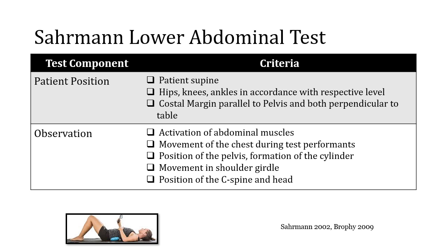Observation: you're looking for activation of the abdominal muscles, movement of the chest during the test performance, and position of the pelvis, the formation of the cylinder there, or more of a barreling or bracing rather than your hollowing strategy. And then you're utilizing the Chattanooga pressure gauge or biofeedback unit, starting at 40 millimeters of mercury, and a normal performance would be less than 10 millimeters of mercury of fluctuation in one direction or the other as the patient goes through their dynamic limb movements in the respective levels.